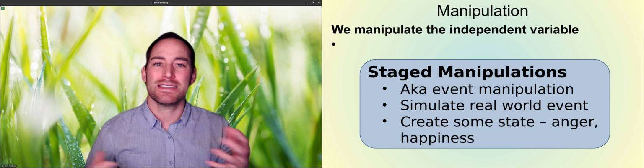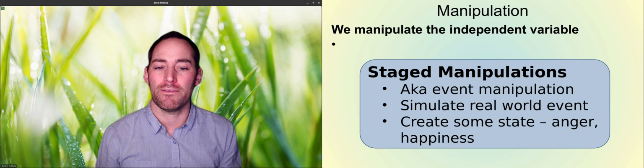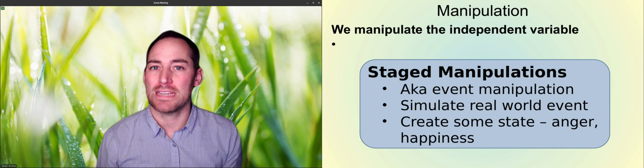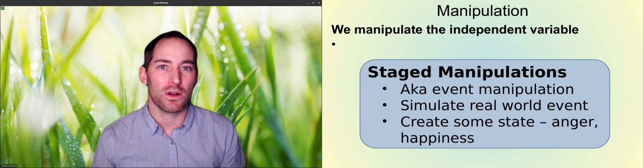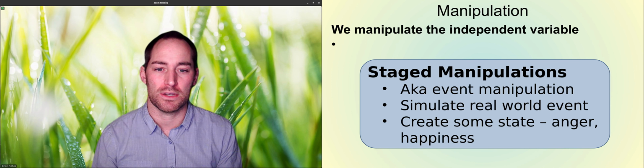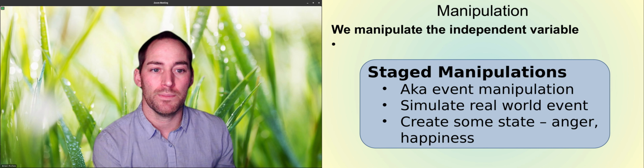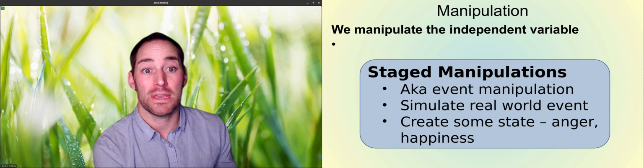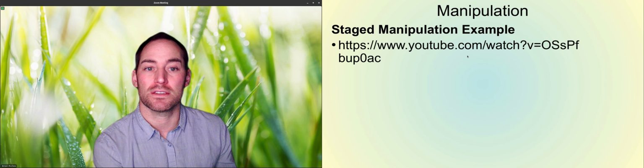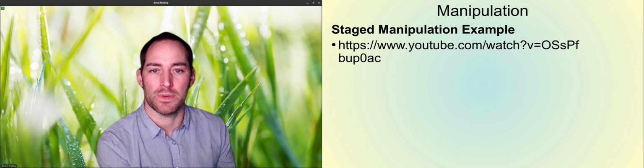So another example is a staged manipulation, and these are often a lot more complicated. You're trying to simulate some kind of real world event. You're trying to create some state. You're manipulating someone's maybe anger or happiness. You're intentionally trying to do that. So with this, generally these take more money, time, effort to do, and they can be hard to do consistently. So here's an example of a staged manipulation.